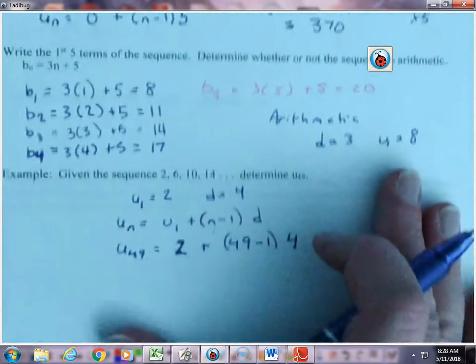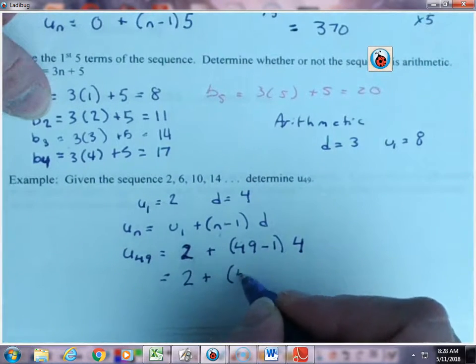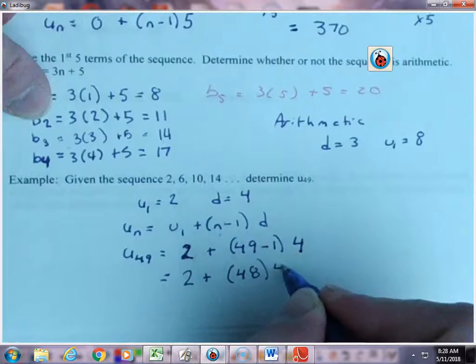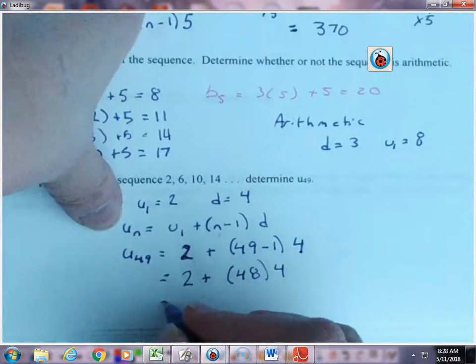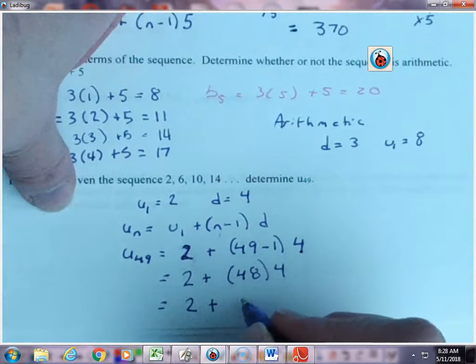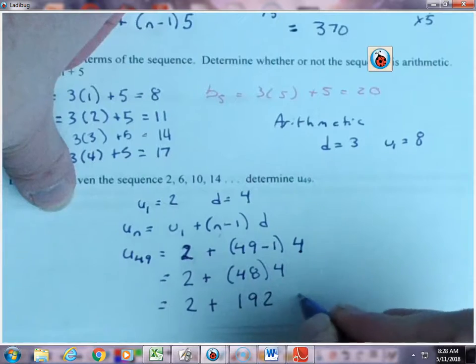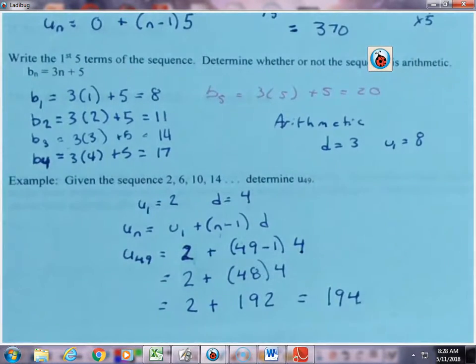Okay. So we knew everything. We could substitute it in. It's just the first term, and you want to add 4 48 times. So 2 plus, what is 48 times 4? Okay, so you can see where it's a lot faster if you just use the formula.